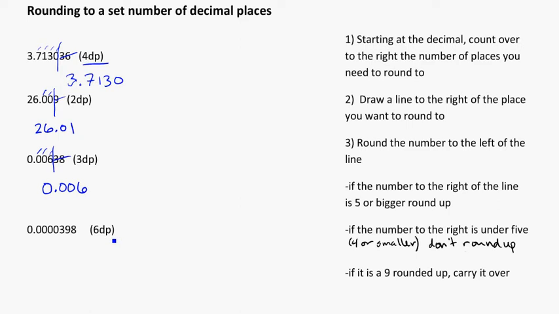Here I need 6 decimal points, and if we count over from the decimal, 1, 2, 3, 4, 5, 6 spots, and drop down my line. Here we see on the right hand side of that line is an 8, which is bigger than 5. So I know I need to round up, but the number that I need to round is a 9. And again, that 9 will round to a 10, so I need to carry over that 1.